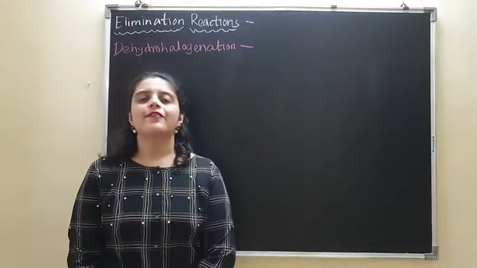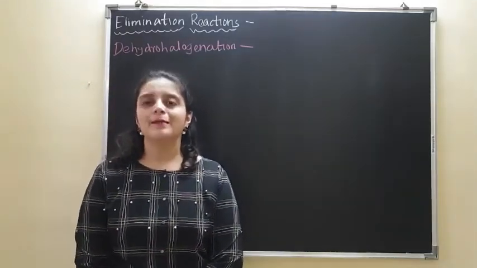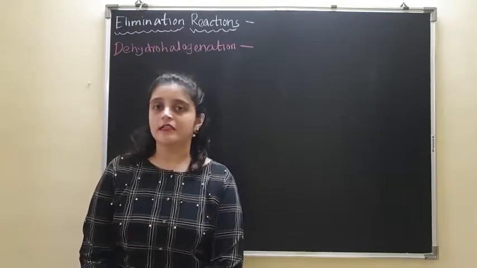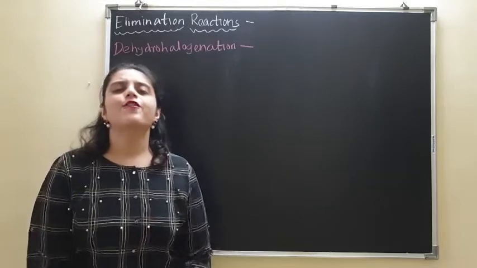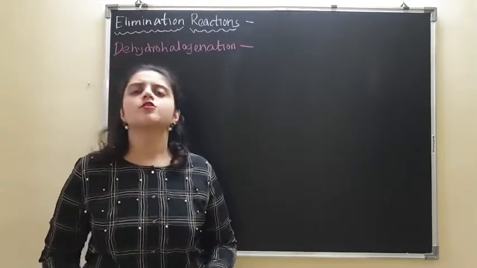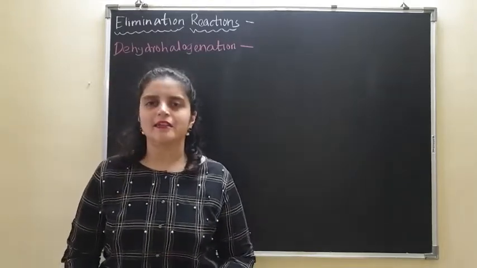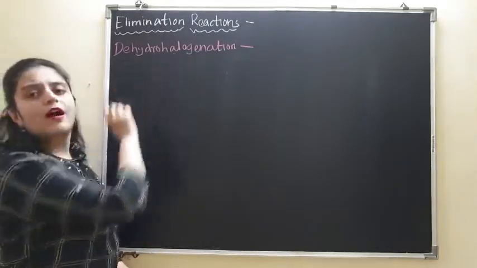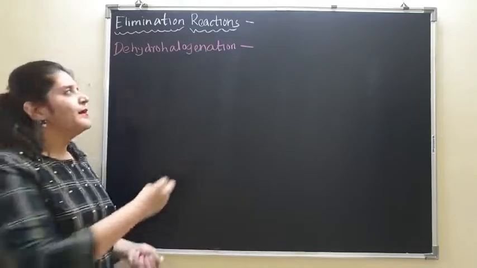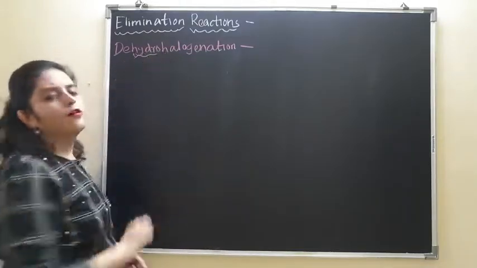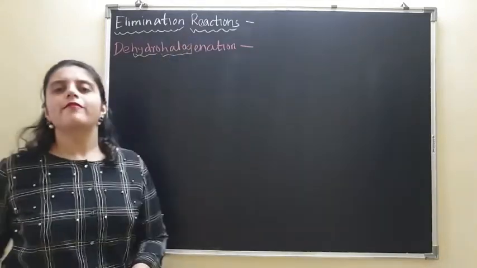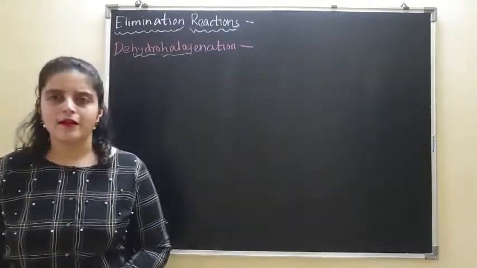Everyone. In this class, we are going to learn a type of elimination reaction called dehydrohalogenation, where D stands for removal or elimination. So something has to be eliminated from the reaction. What should be eliminated? Dehydrohalogenation. So that means one hydrogen and one atom of halogen has to be removed from the reaction.